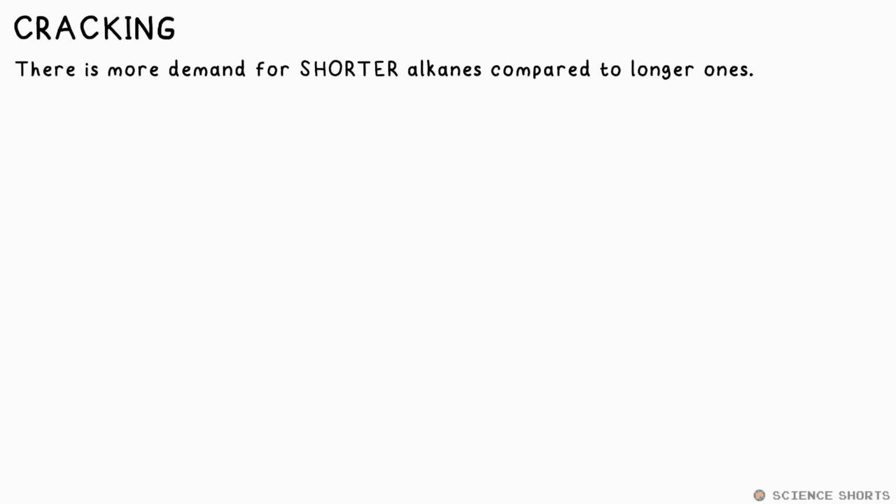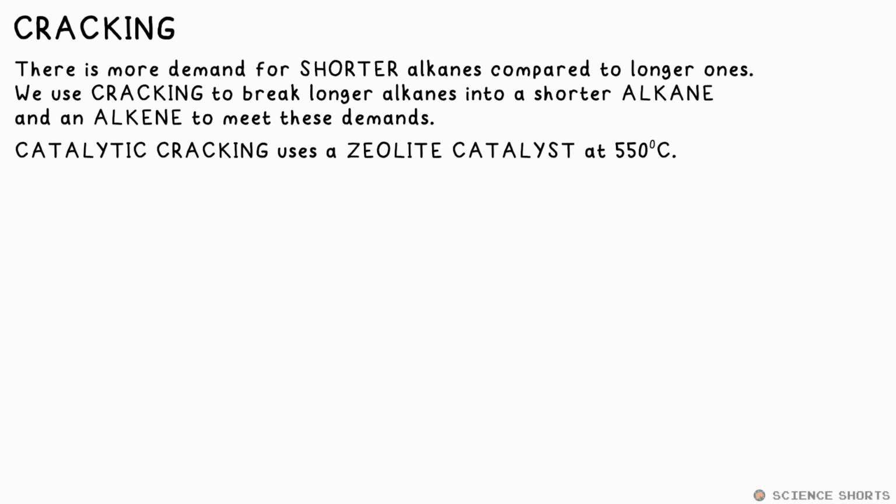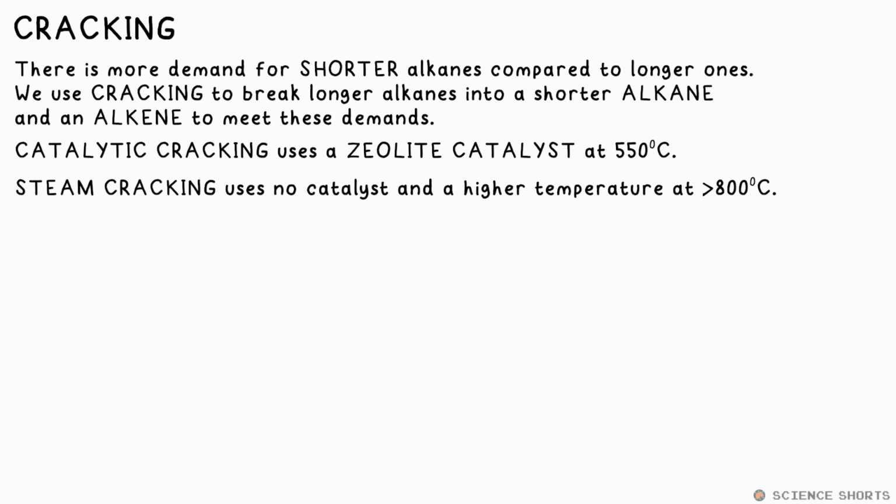Now, there are 2 more problems with crude oil. One is that the demand for shorter alkanes is much higher than that for longer ones. Also, there aren't enough alkenes in it for our purposes. Cracking solves both of these problems, that is, breaking apart a longer alkane into a shorter alkane and an alkene. Catalytic cracking requires a temperature of around 550 degrees C and a catalyst called zeolite. If there's no catalyst, you can just use an even higher temperature of over 800 degrees. This is called steam cracking.